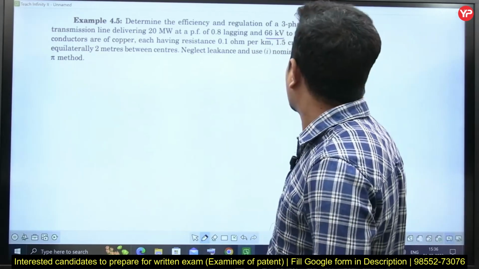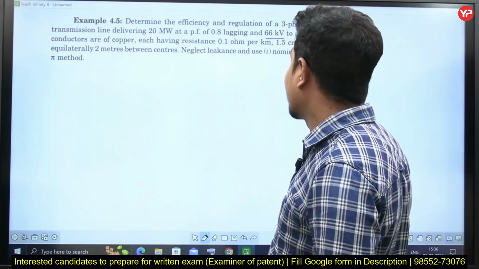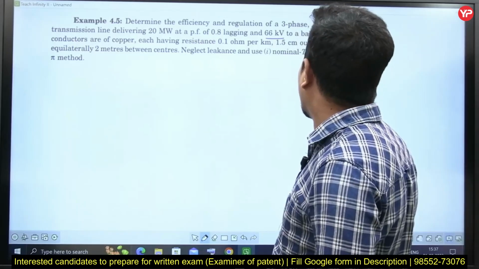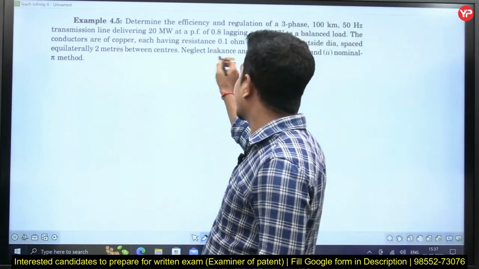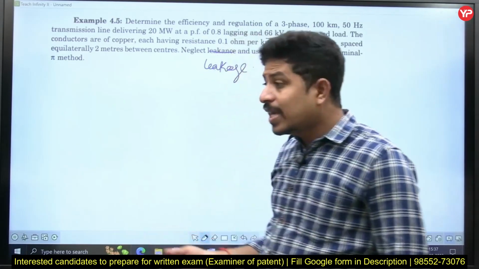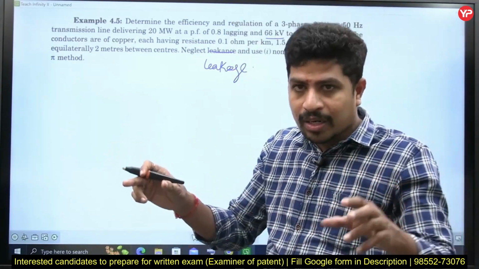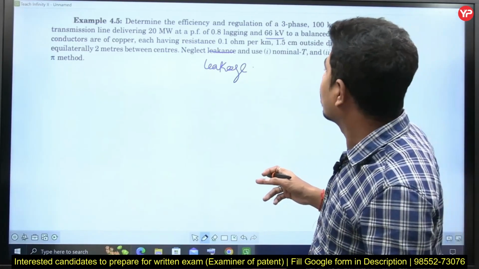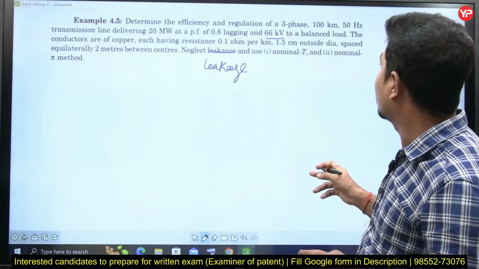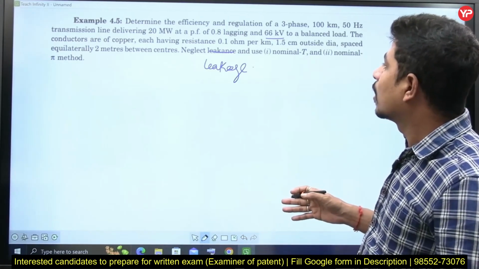1.5 centimeters outside diameter and spaced equilaterally 2 meters between centers. Neglect leakage and use the nominal T and nominal pi methods. So you know, he did not give inductance, he gave the conductor configuration. The conductors are of copper, each having resistance of 0.1 ohm per kilometer, 1.5 centimeter outside diameter, spaced equilaterally 2 meters between centers.